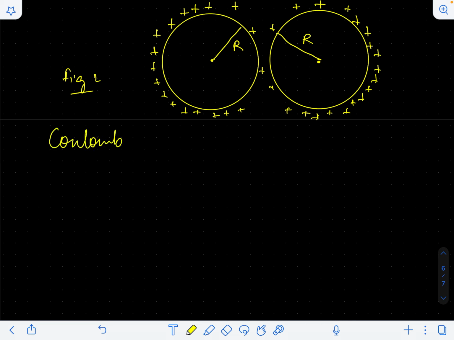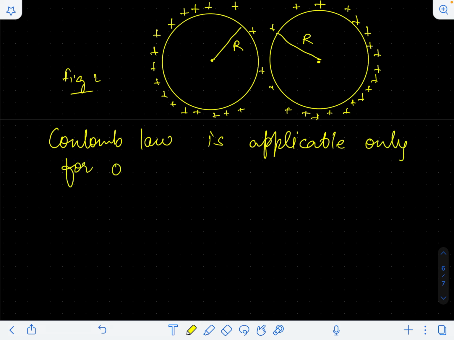Coulomb's law is applicable only for point charges which must be at rest. Okay, so these are not considered as point charges.